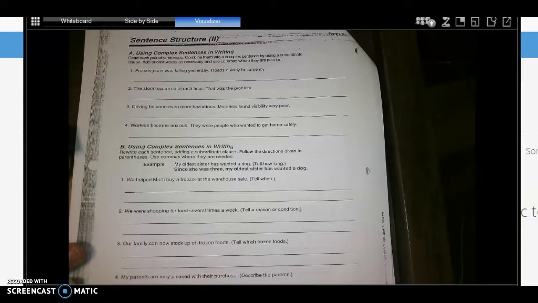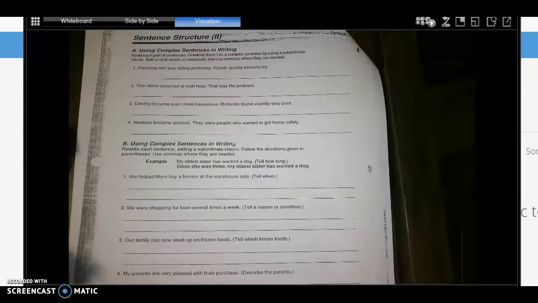Right, so we're going to be making some complex sentences today by adding a subordinate clause and how we need to use commas correctly. It says, read each pair of sentences, combine them into a complex sentence by using a subordinate clause. Add or omit words as necessary and use commas where they are needed. Remember, if I put the dependent or subordinate clause at the beginning of the sentence, I'm going to use a comma after it. But if I put the subordinate or dependent clause at the end, then I don't put a comma, okay?